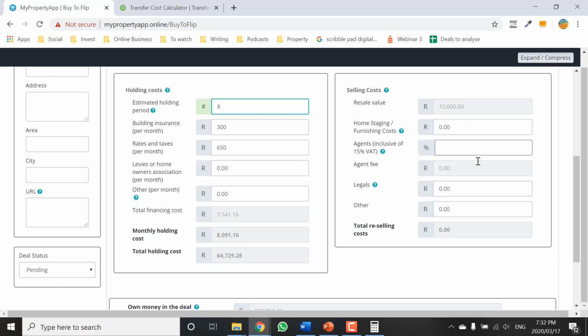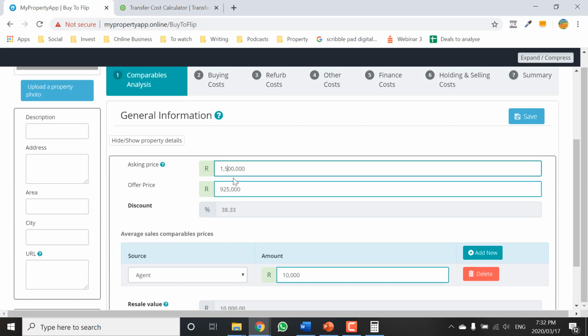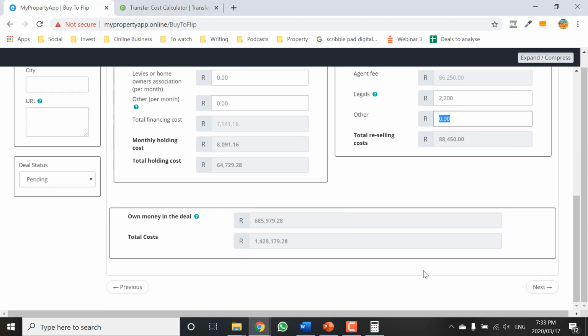Okay, let's say you're going to pay an estate agent 5% of the resale value. Oh, that's why I'm getting confused. Sorry. 1.5 million. I made a mistake here. Sorry about that. So your estate agent's probably going to charge you about 86,000, and then your legal costs, COC, will probably cost you about 2,200.